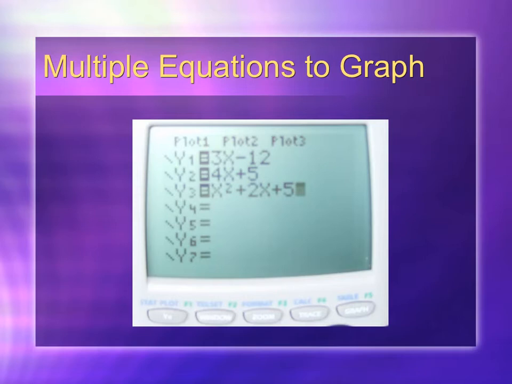And last, we're going to enter a quadratic equation. This is something we'll do later in the year. So first, you're going to type x to get that variable x. And then you're going to hit that x squared button, and it should add the 2 exponent. And then plus 2x plus 5. So our calculator is going to be able to graph all 3 of these equations for us at once.